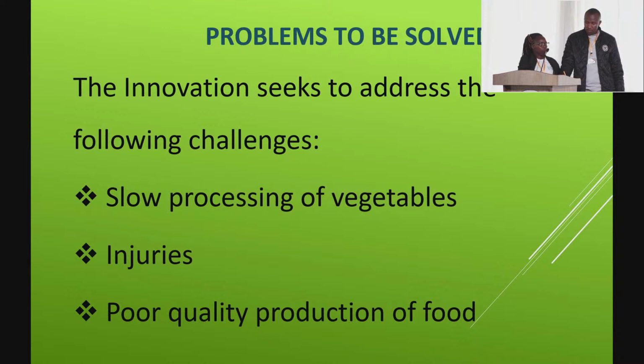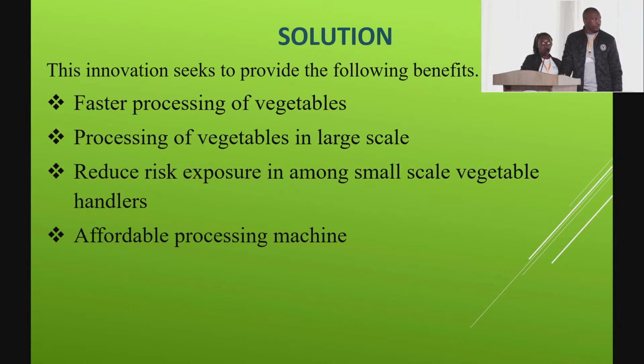Then the other problem is poor quality production, because the line is long and they need more production from it. Then we have the solutions. The solution is an affordable processing machine. It's affordable because it's very cheap and it's light. Then we are reducing risk exposure among small-scale vegetable handlers.